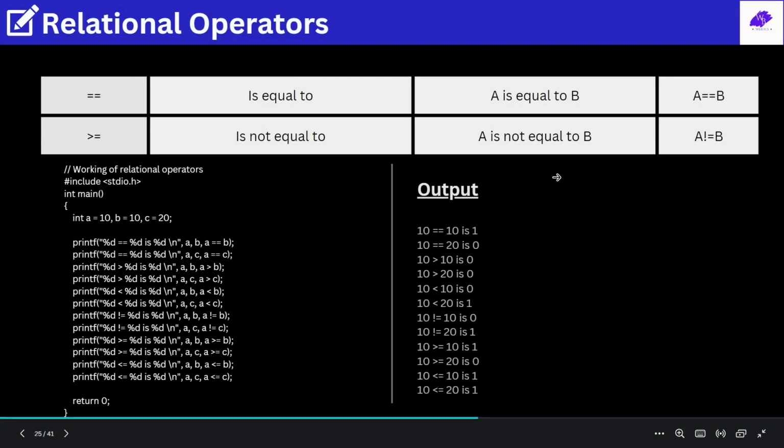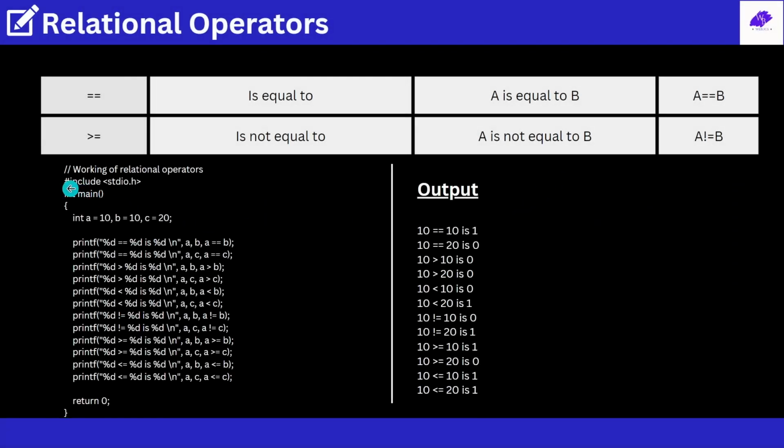Let's discuss the code for that. So here we include the library and then declare a main function where execution starts. Also we declare the same variables, that is a, b, and c, assigning the values a is equal to n, b is equal to n.